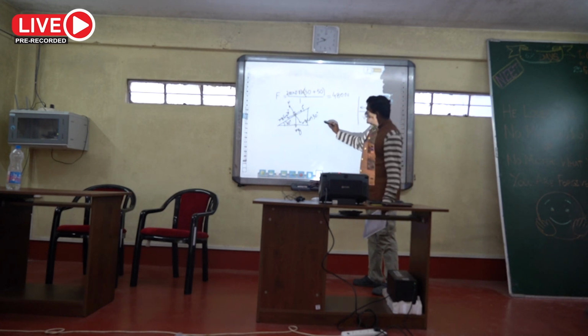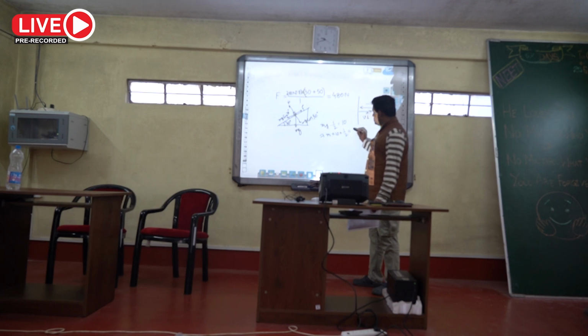So since the block is at rest, we can write that mg sin 30, sin 30 means half, equal to 10. g is 10. So m into 10 into half equal to 10. So m equal to 2.